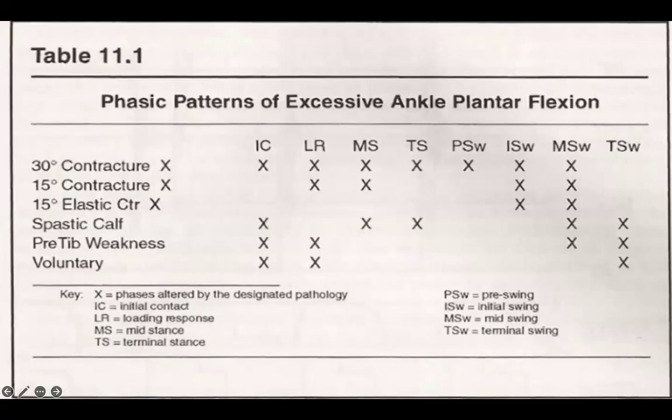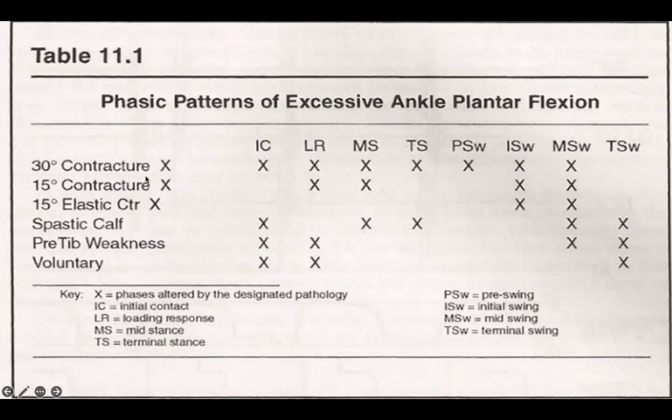So, how does the contracture or plantar flexion of the foot affect the individual phases? If there is a 30-degree contracture, it will mostly affect the whole gait cycle. Normally, when the foot touches the ground, the foot is in neutral or slight plantar flexion. So this plantar flexion will not affect the initial contact, but loading response and mid stance will be affected, and also initial swing and mid swing, because the foot will not clear the ground.